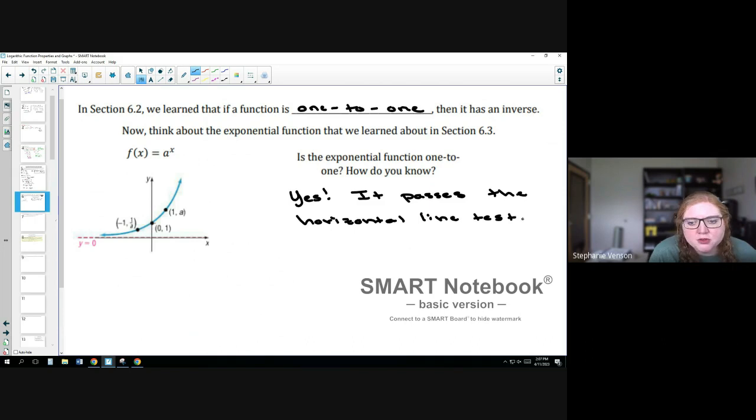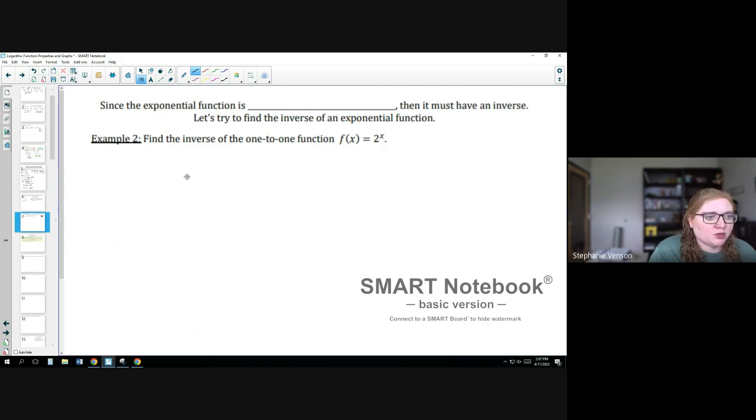So now let's build on this. Since we know that the exponential function parent graph passes the horizontal line test and is therefore 1 to 1, then we have to be able to take the inverse. Because the next thing that we learned was that all 1 to 1 functions have inverses. In fact, a function doesn't have an inverse unless it's 1 to 1. So let's see what's next.